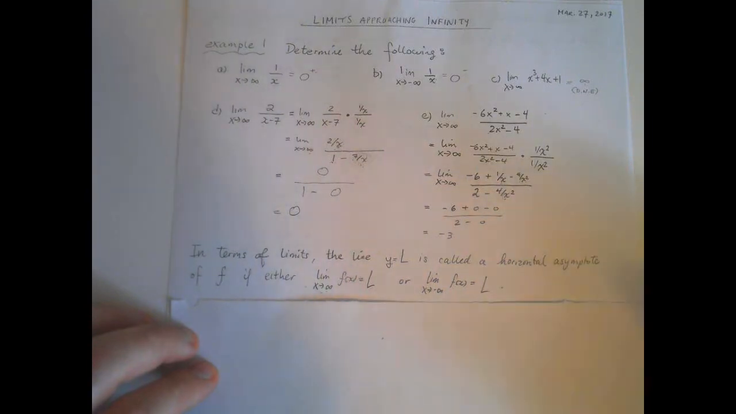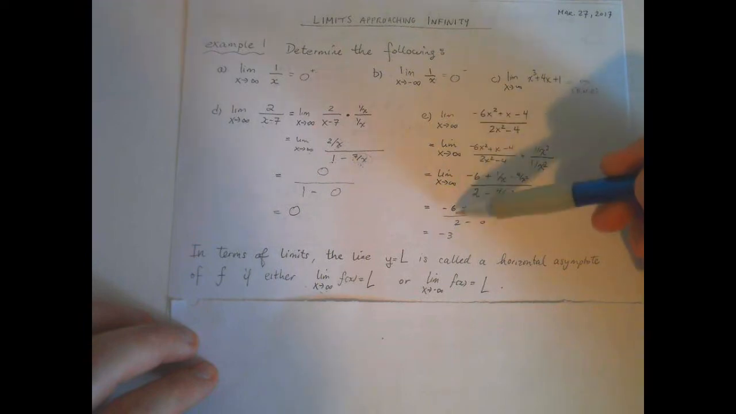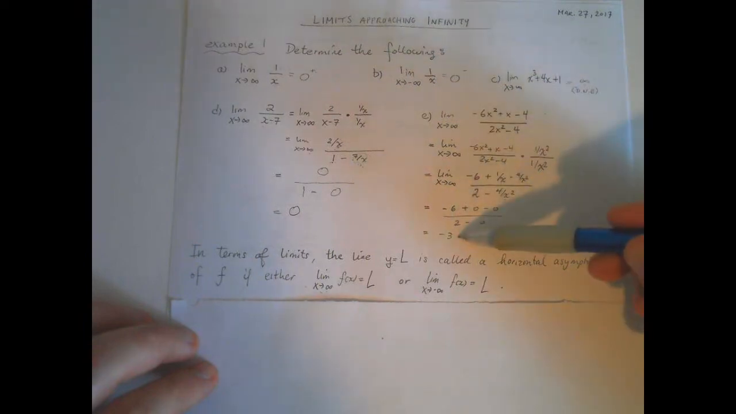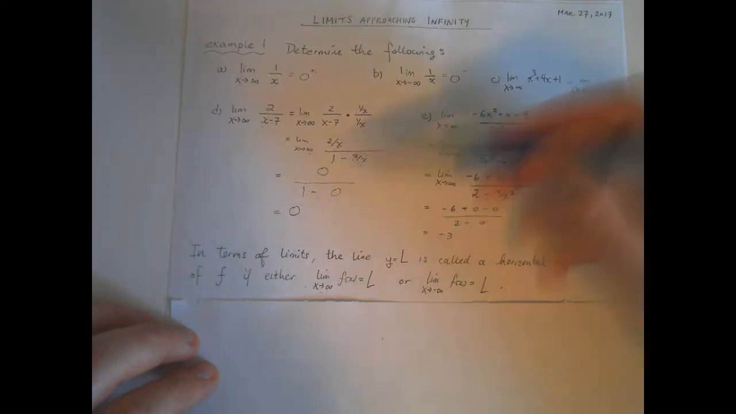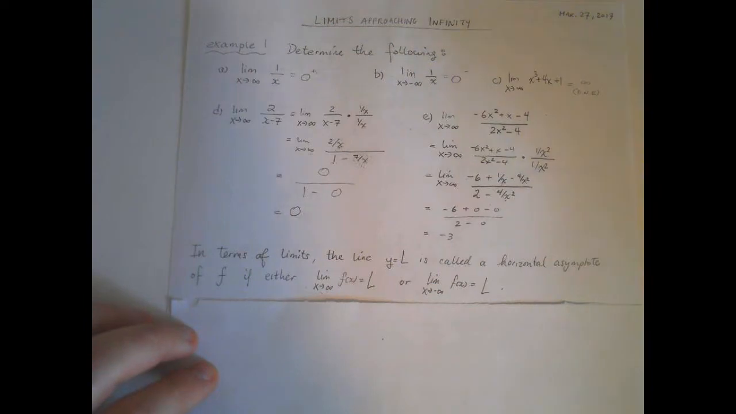as well. So what this means is that for what we did in this example, we have a horizontal asymptote at y equals -3. And for this example, we have a horizontal asymptote at y equals 0.